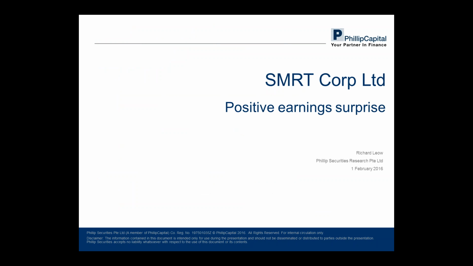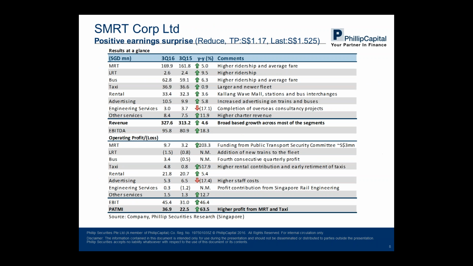Okay, next moving on to SMRT. As you know, SMRT had a positive earnings surprise. This table, the top half, shows the revenue for the various business segments. Here, this is the revenue part, and then at the group level, revenue. And then this table at the bottom half shows the operating EBIT for the various segments. So you start from the top, see all green arrows. There was broad-based growth in revenue across the group.